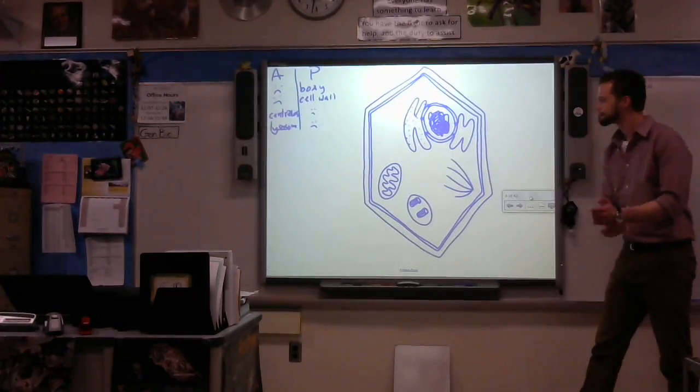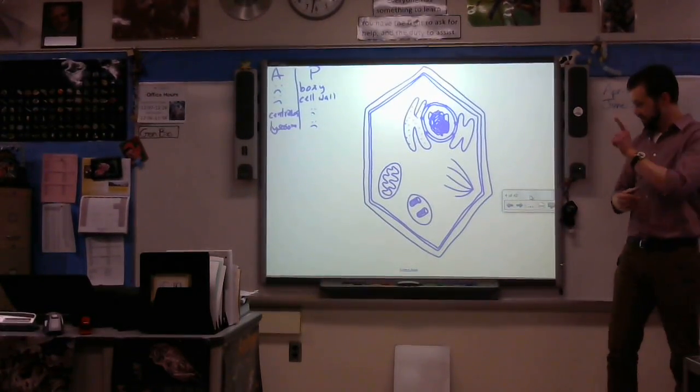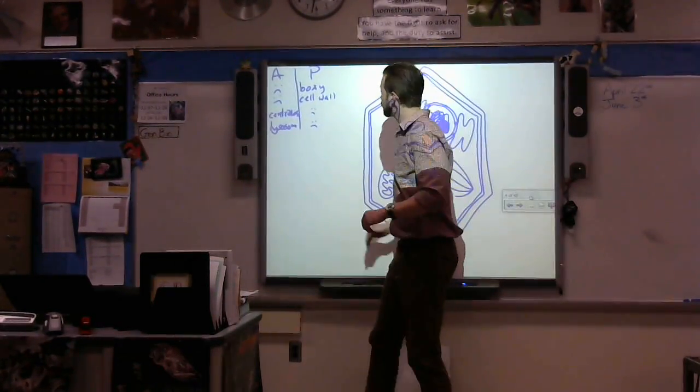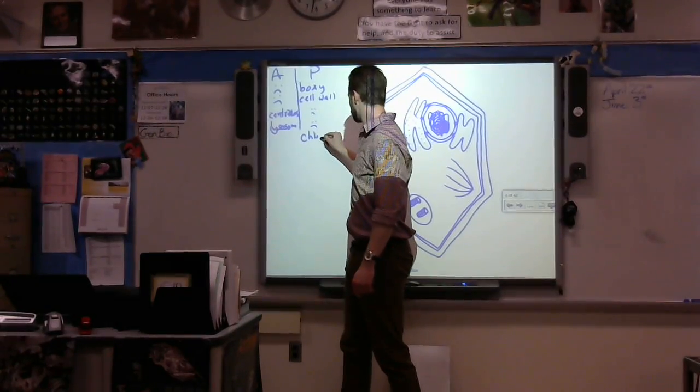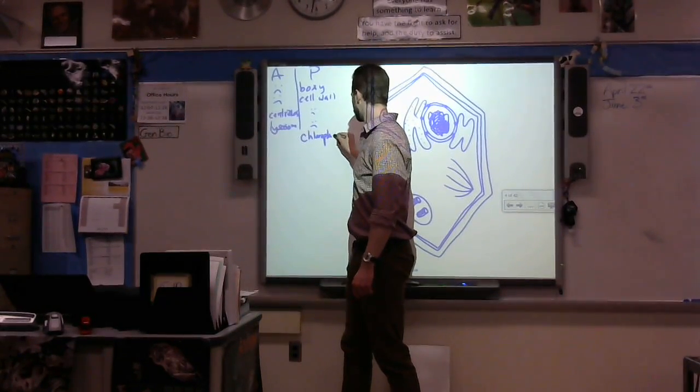And animals don't have chloroplasts. Animal cells do not have chloroplasts. Thank you. How would you draw a lysosome? A circle. It was just a circle. Just a circle.